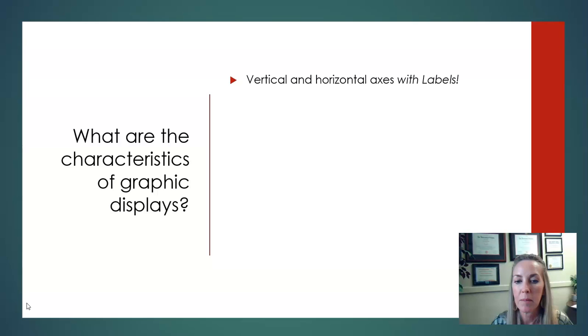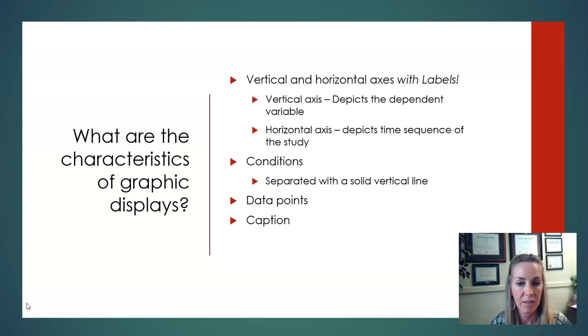Then we need a caption describing what's presented in the graph. In addition, we'll need to scale it so that it's not skewing the data. You read about that in the text. Let's look at this example.